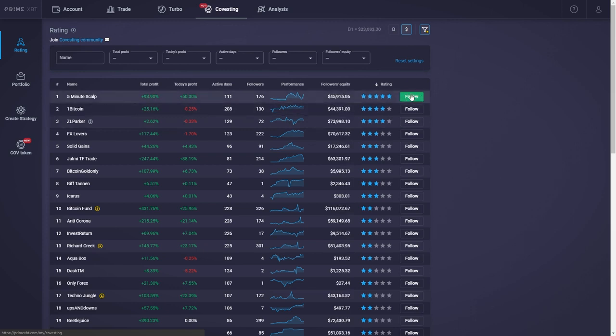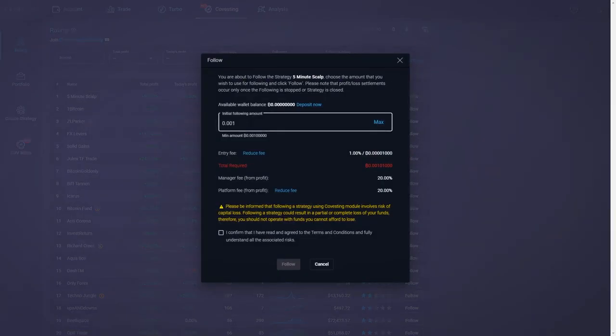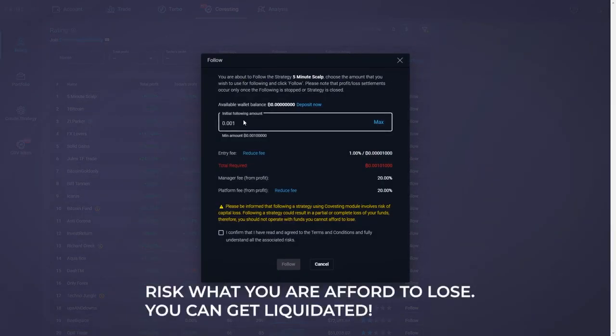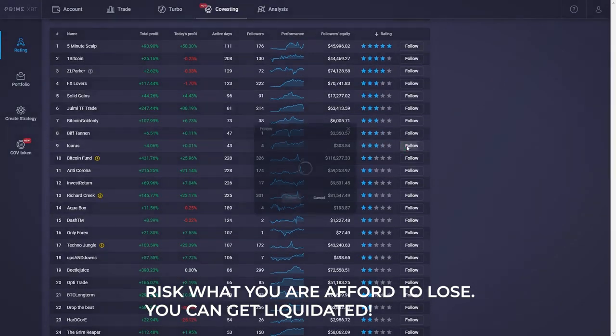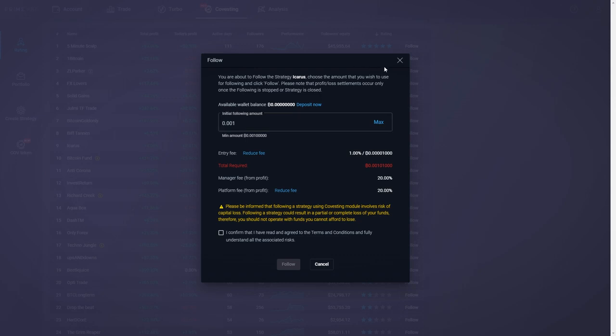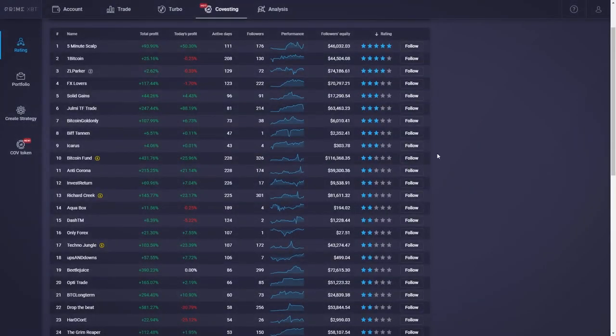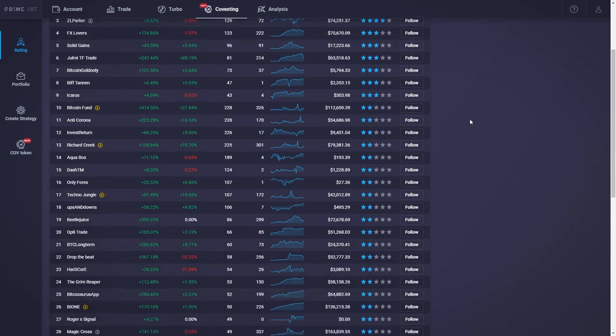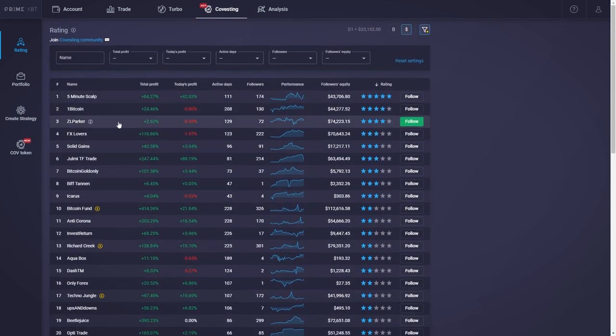When you click on the follow button right there, you are going to be greeted with this pop-up. So you can, for example, have in the wallet 1 Bitcoin, but you can only put, let's say, 0.01 Bitcoin to one trader. And let's say we also want to follow this one, we can also put 0.001 Bitcoin to this trader. So you can, of course, follow more traders and then see which traders are making you the highest amount of profits, and then put more funds towards the traders that are actually more profitable than others.